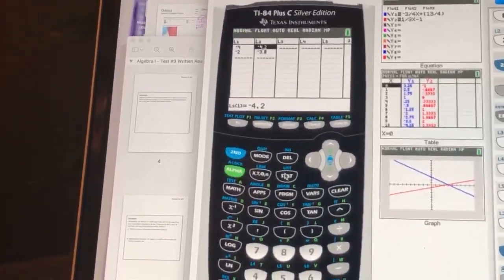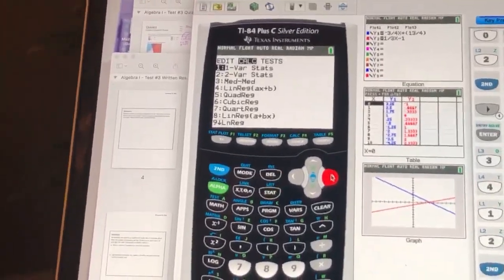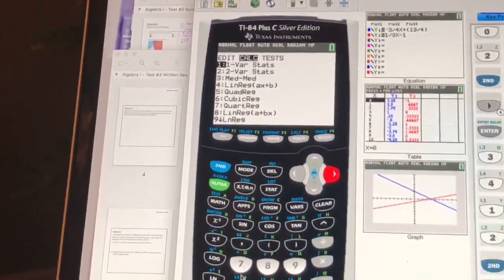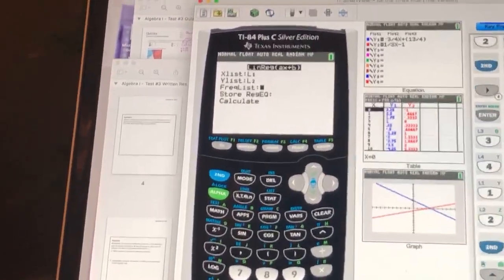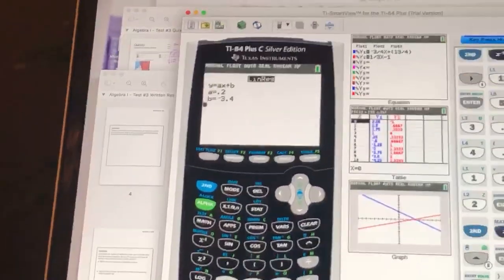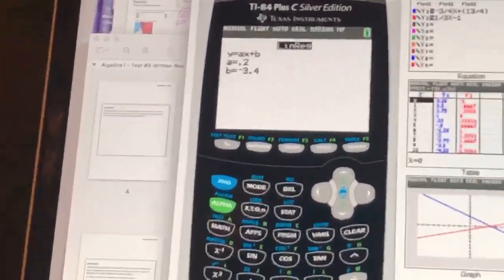Let me zoom out. Once you have that in there, you hit Stat, Calc. LinReg is option 4. So I hit 4, you're gonna hit enter a few times, and that gives you the equation. You just have to actually piece it together yourself. So you know that equation, whatever it might be.